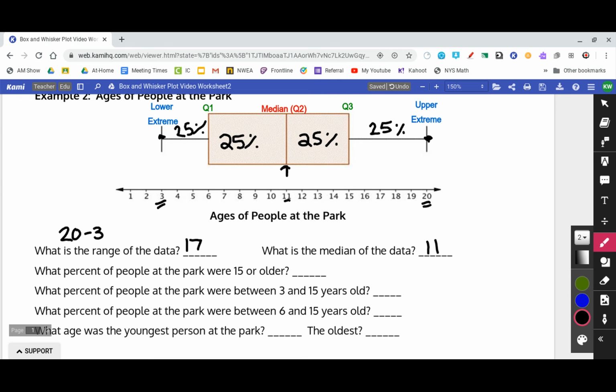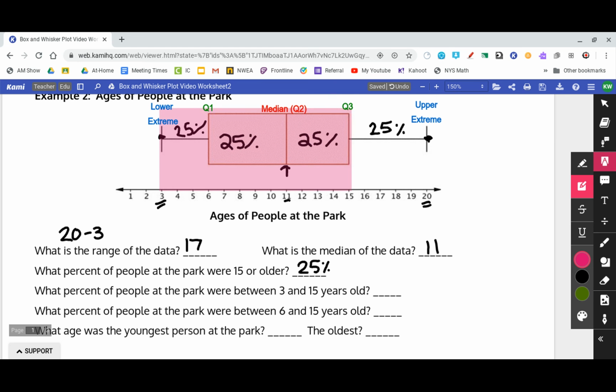What percent of people at the park were 15 or older? So I'm going to use my highlighter feature. 15 or older, that's going to be 25%. All right, next question. What percent of people at the park were between 3 and 15 years old? All right, let's see. 3 to 15. That would be 75%.